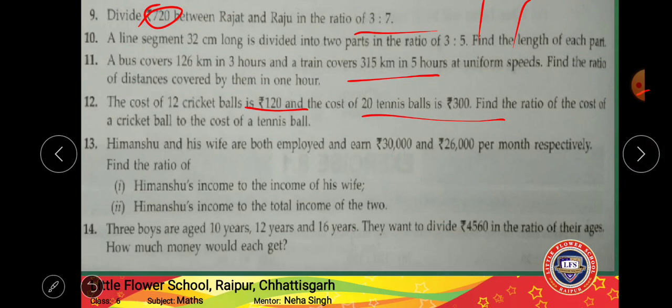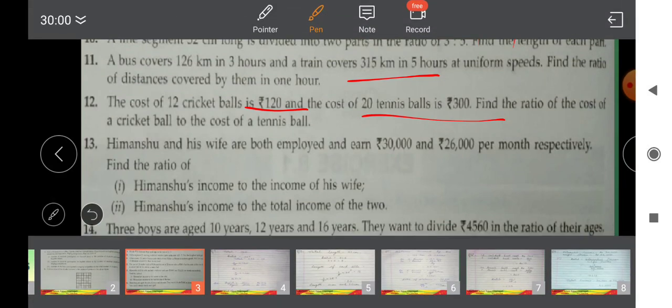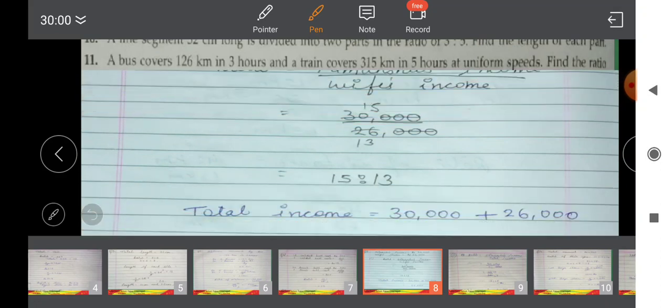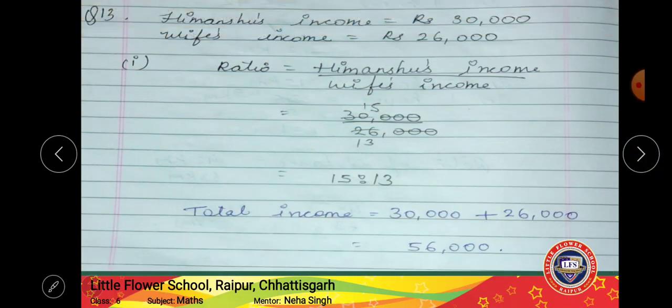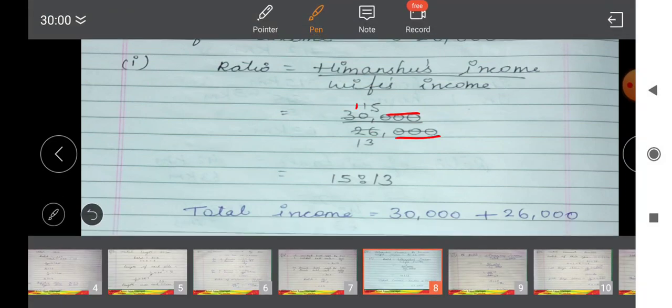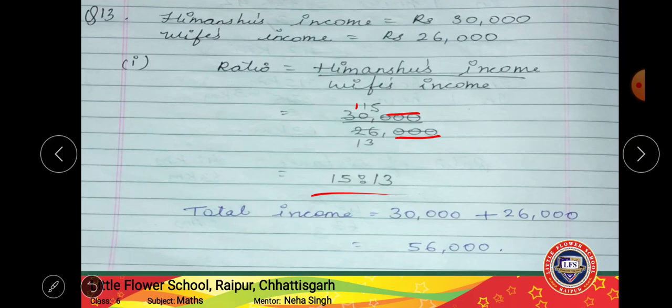Himanshu and his wife both are employed and earn 30,000 and 26,000 per month. Find the ratio of Himanshu's income to his wife's income. See, first of all, Himanshu's income is given as 30,000, wife's income is 26,000. So both of their incomes' ratio we can find directly, 30,000 upon 26,000, right? These two zeros are getting cancelled. 2 1s are 2, 2 3s are 6, 2 1s are 2, 1 carry, 2 5s are 10. So the ratio is 15:13.